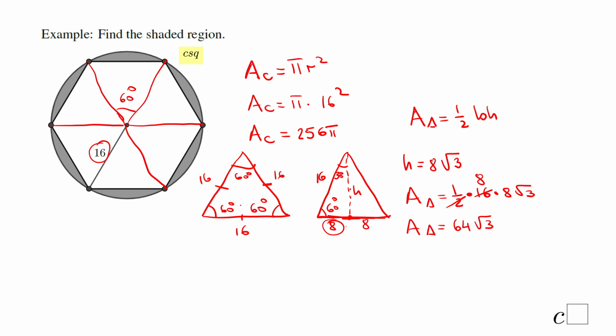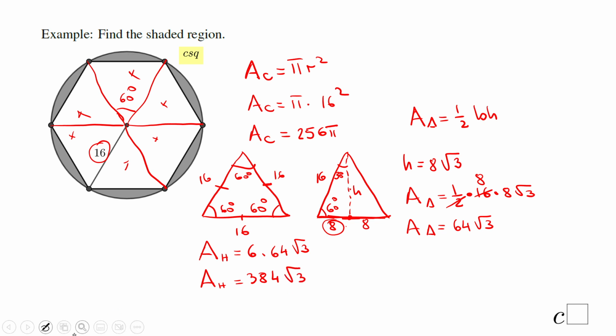Now, how many triangles like this one do we have? We have 1, 2, 3, 4, 5, 6. Okay, so the area of the hexagon, which I'm going to call AH, is going to be 6 times 64 square root of 3. So let's do that math. 6 times 64 is 384. And don't forget the square root of 3.